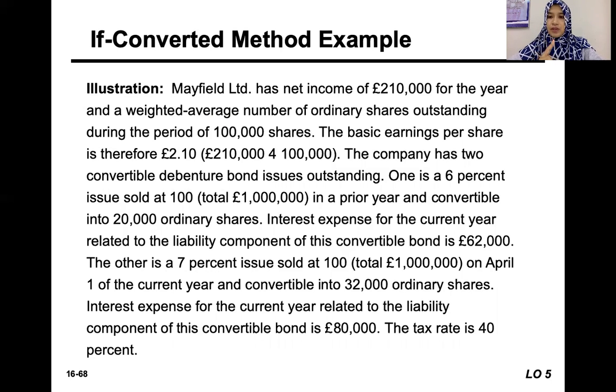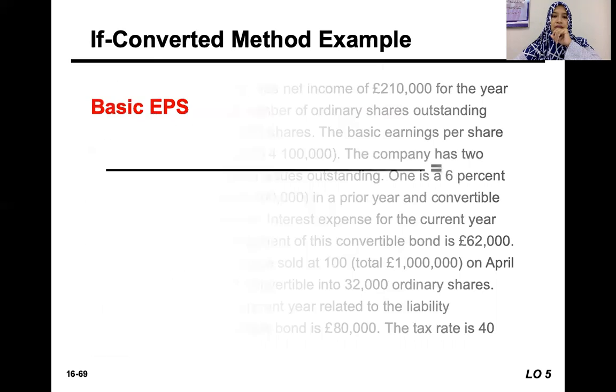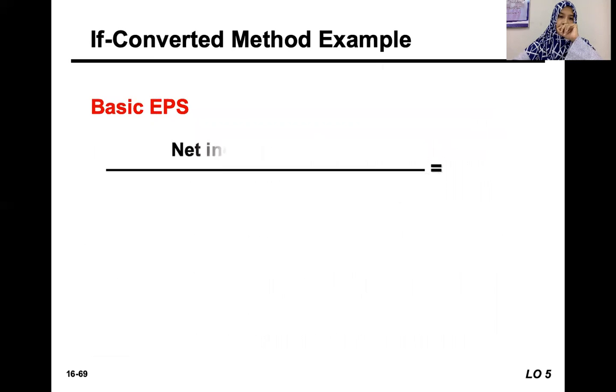So there are two convertible bonds. For one, the interest is 60,000. For the second one, the interest is 80,000, and we need to consider the tax rate to identify the net tax amount of interest expense. Okay. So net income, this is basic EPS.